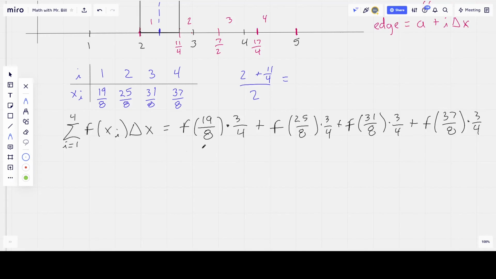Now, if you actually had a function that you knew, like x squared plus 1 or something, you would plug in 19/8 into x and then square it, add 1, and then multiply that whole thing by 3/4, and that would give you the area of the first rectangle. And then you would do it for the second. It's very tedious, but it's very doable. It's just a matter of plugging that stuff into your calculator.